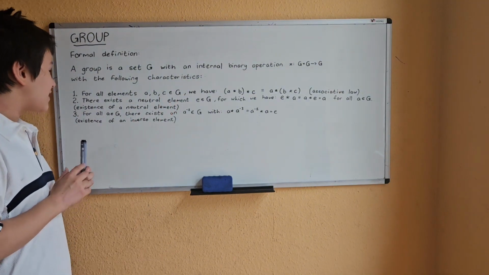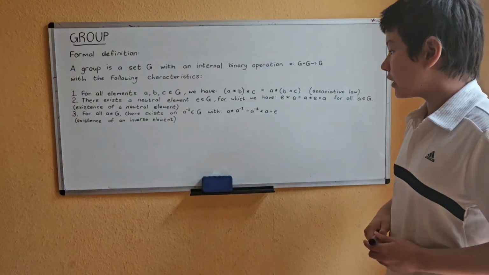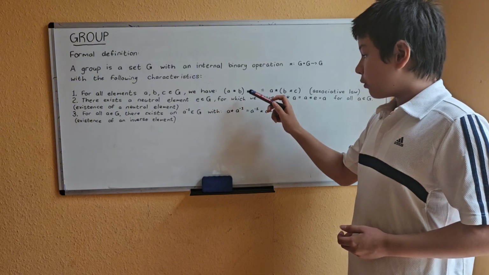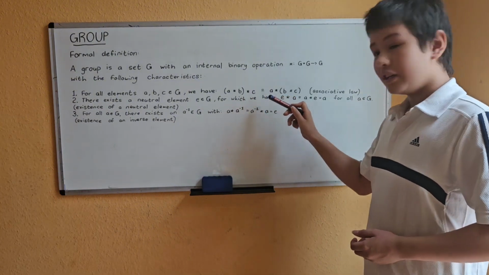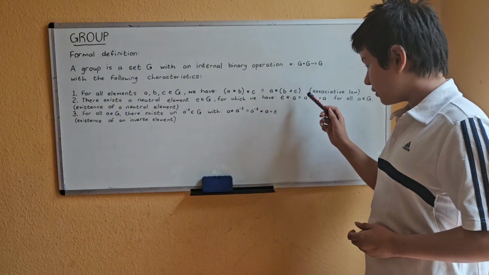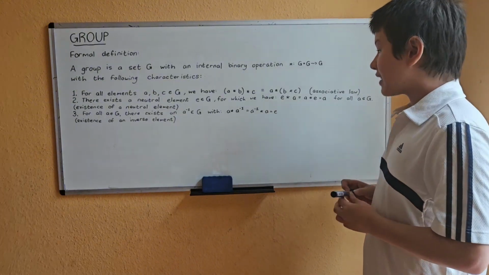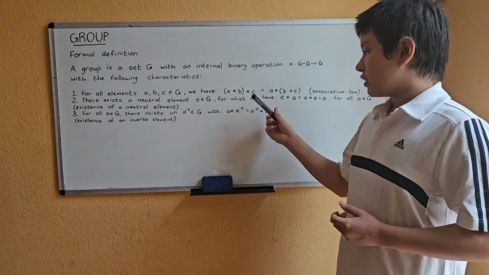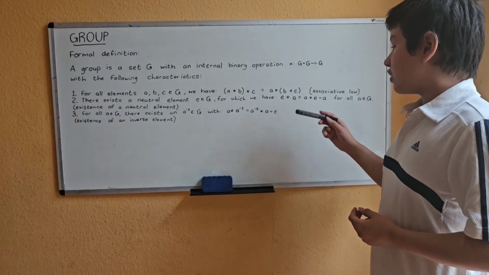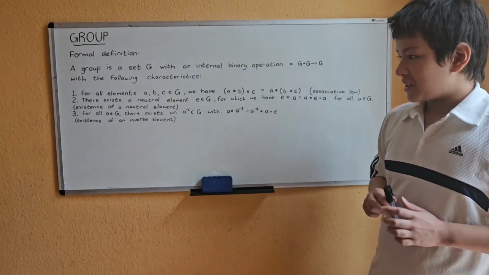So the first one is that for all elements A, B, and C in G, we have parentheses A star B, parentheses star C, equals A star parentheses B star C parentheses, which is the associative law. And basically what this just means is it doesn't matter if you use the operation on A and B and then use it on C, or if you use it on B and C first and then use it on A, you'll still get the same result.